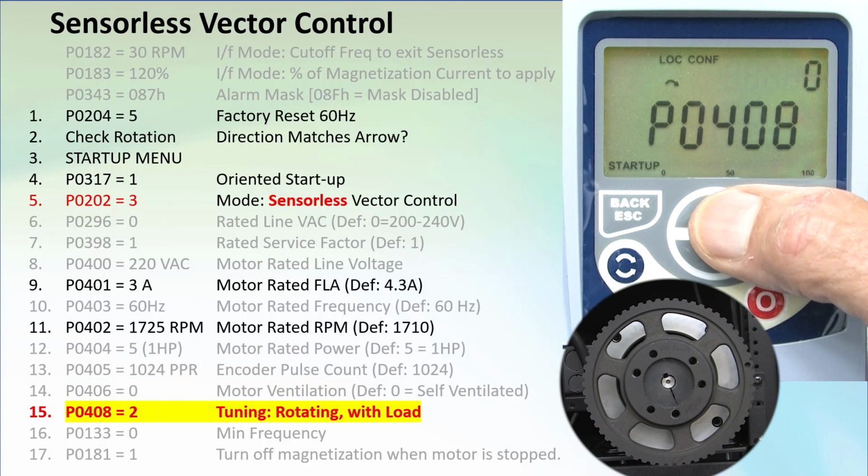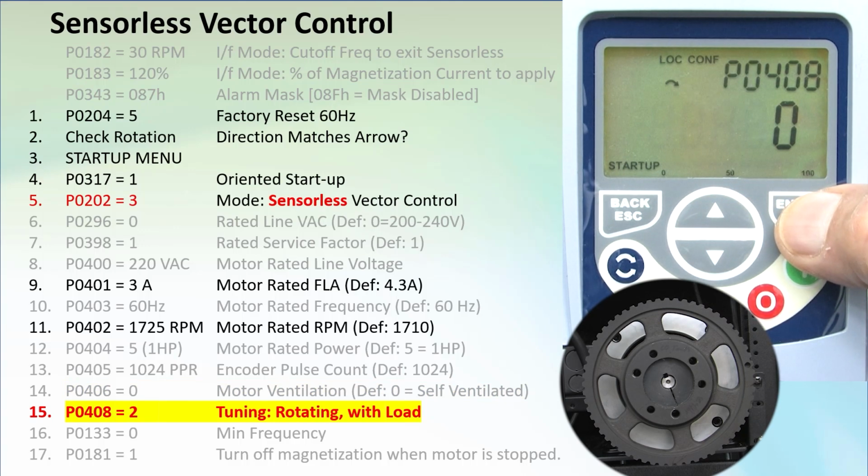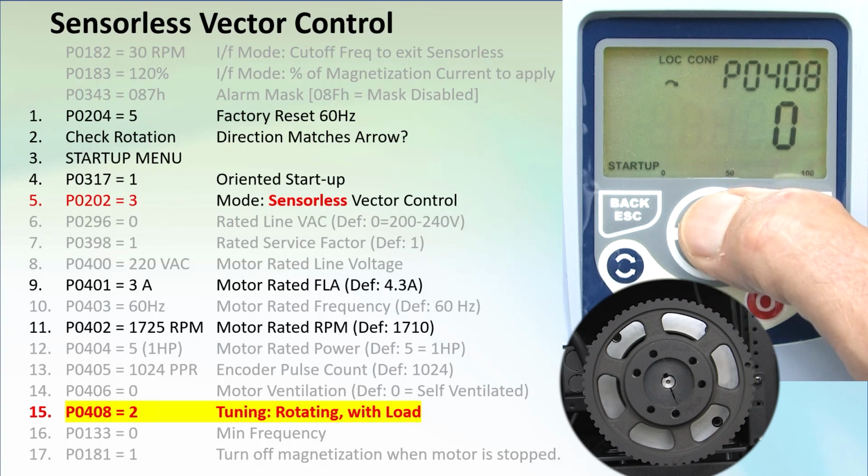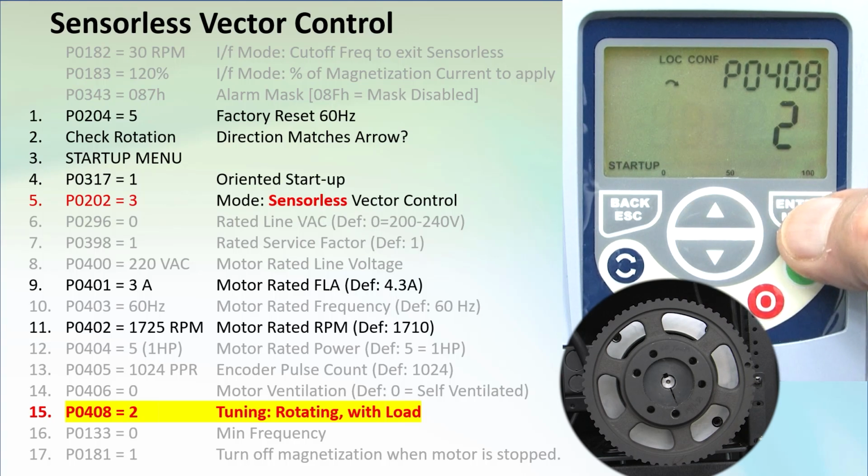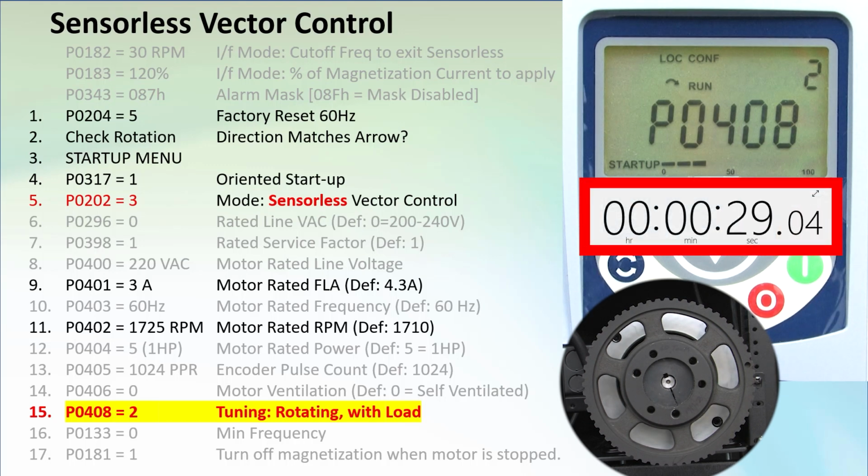Go to parameter 408. We want to use mode 2, which is the best tuning we can do without a sensor. Now this mode expects there to be no load on the shaft. Since this pulley really isn't much of a load, I'm going to leave it on to make it easier for you to see when the shaft is turning. Bring up a stopwatch and fast forward the video.